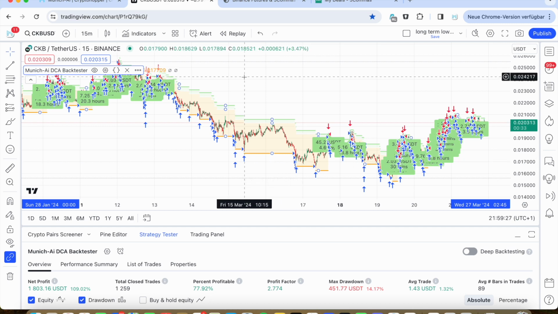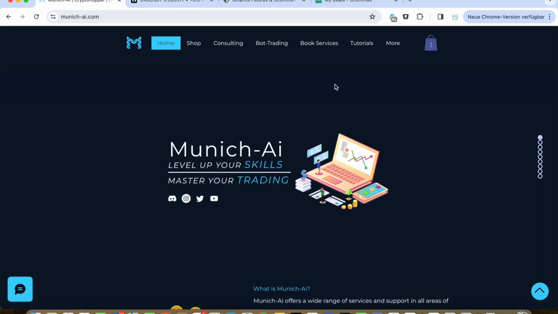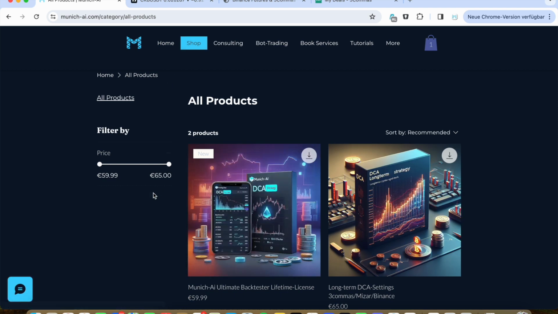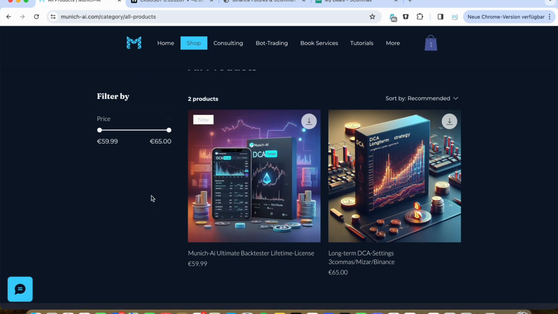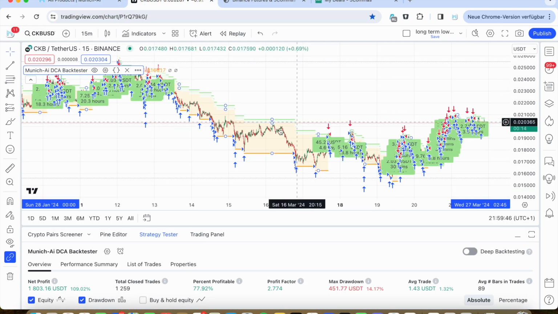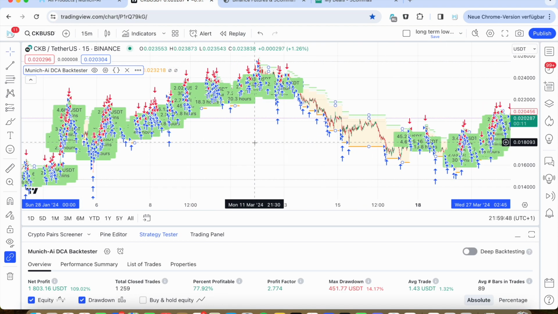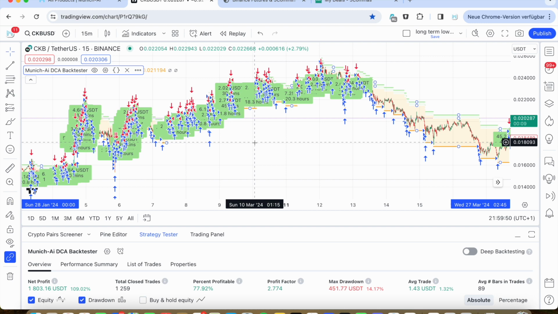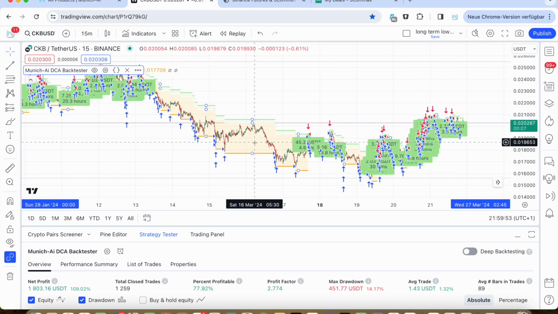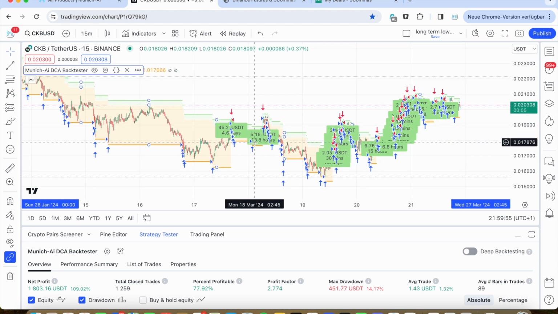Maybe think about it. You can also check with the Munich-Ai backtester. I think I've told you many times when you start watching my videos, if you go to our shop, you will find the Munich-Ai backtester and the long-term strategy. With this backtester, you can test all these things, increase the volume scale, for example, decrease the take profit, and check what is your sweet spot where you make good profits and still don't invest that much.